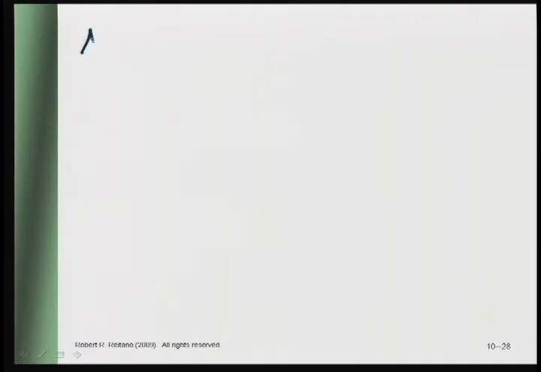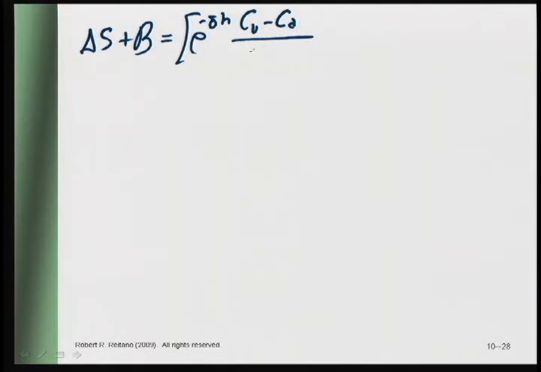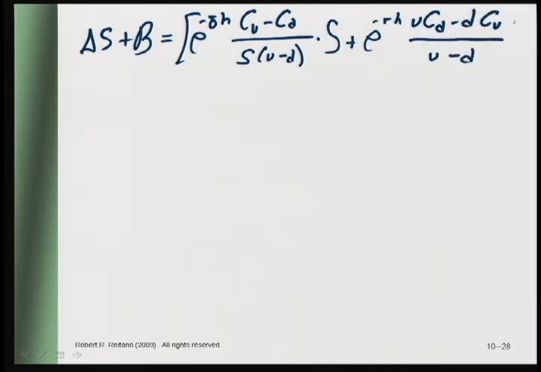We have that delta S plus B, by the formulas we just saw, are the dividend present value of the difference in exercise values times S. And then we have the present value, B, is the present value of U CD minus D CU over U minus D. So that's what we start with. Notice the S's cancel out, and we can write this expression.